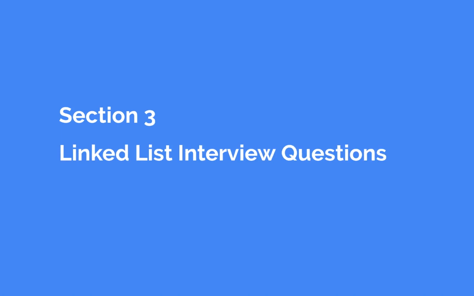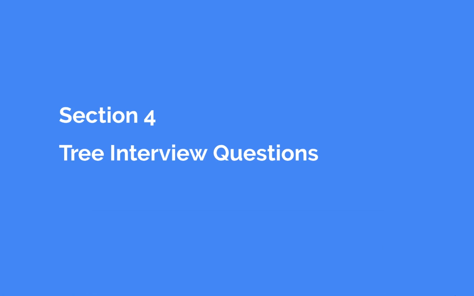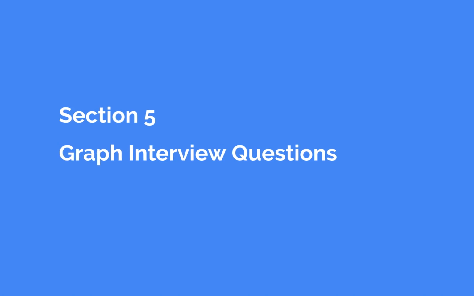In section 3, we're going to be covering linked lists. The linked list is another type of data structure, and we're going to be covering how you can use it through some interview questions. In section 4, we're going to be looking at trees. So still continuing on with data structures, we're going to be looking at the tree this time. We're going to look at the binary tree and some of the common interview questions asked about trees. In section 5, we're going to look at graphs. Graphs are another data structure. We're going to look at how to build a graph as well as how to use graphs through interview questions.